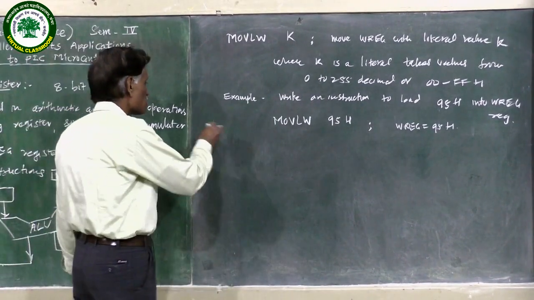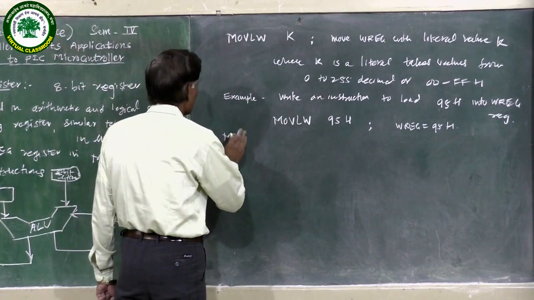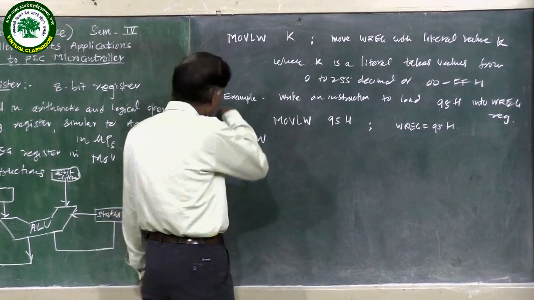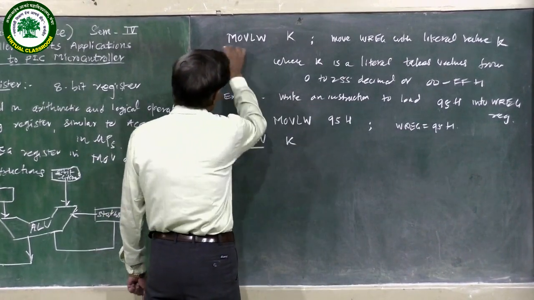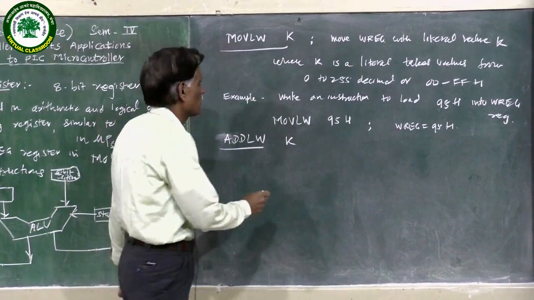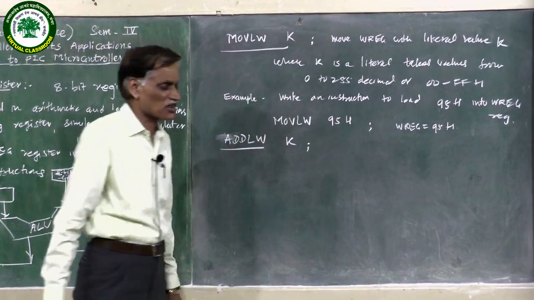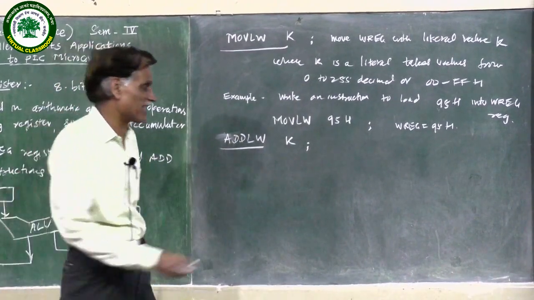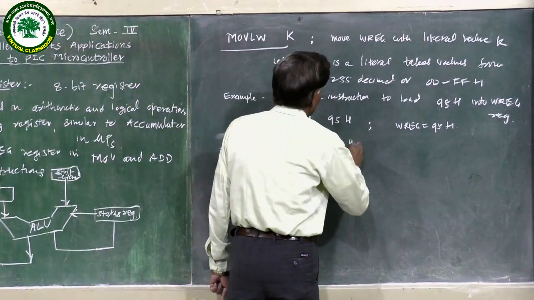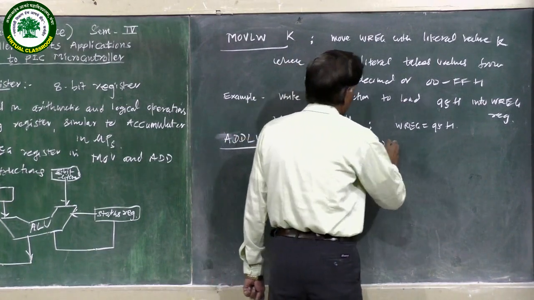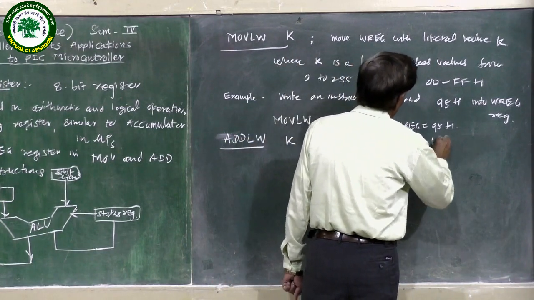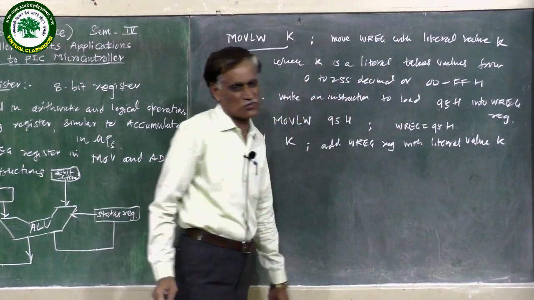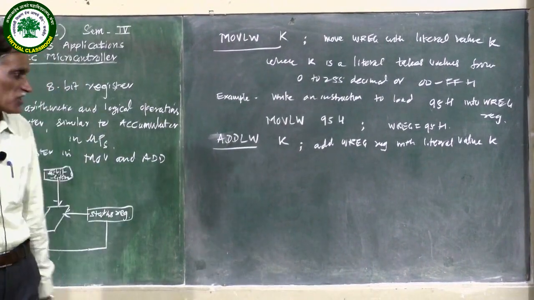I will tell the purpose of this register by using another instruction known as ADDLW with K. This is the second instruction we are taking into account. The meaning of this instruction is to add WREG register with the literal K. Add WREG register with literal value K. Again, K takes the values from 00H to FFH.